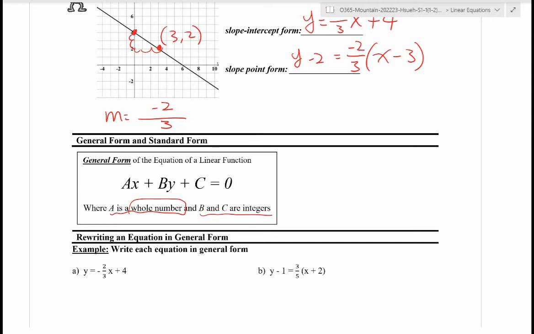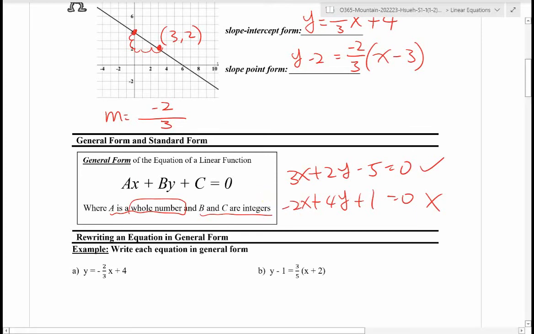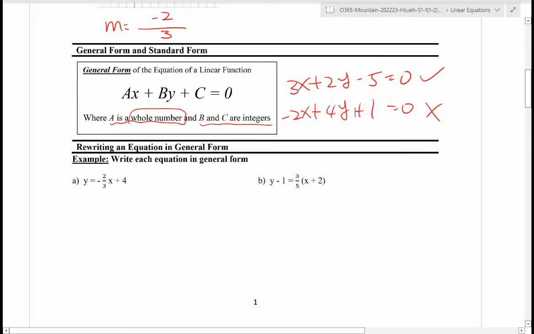So A has to be positive, B and C could be negative, but they all have to be non-fractions nor decimals. For example, 3x + 2y - 5 = 0 will be a general form. But -2x + 4y + 1 = 0 is not, because this is negative. So you need to make sure that the coefficient of x is positive for it to be general form. Let's practice some questions here.